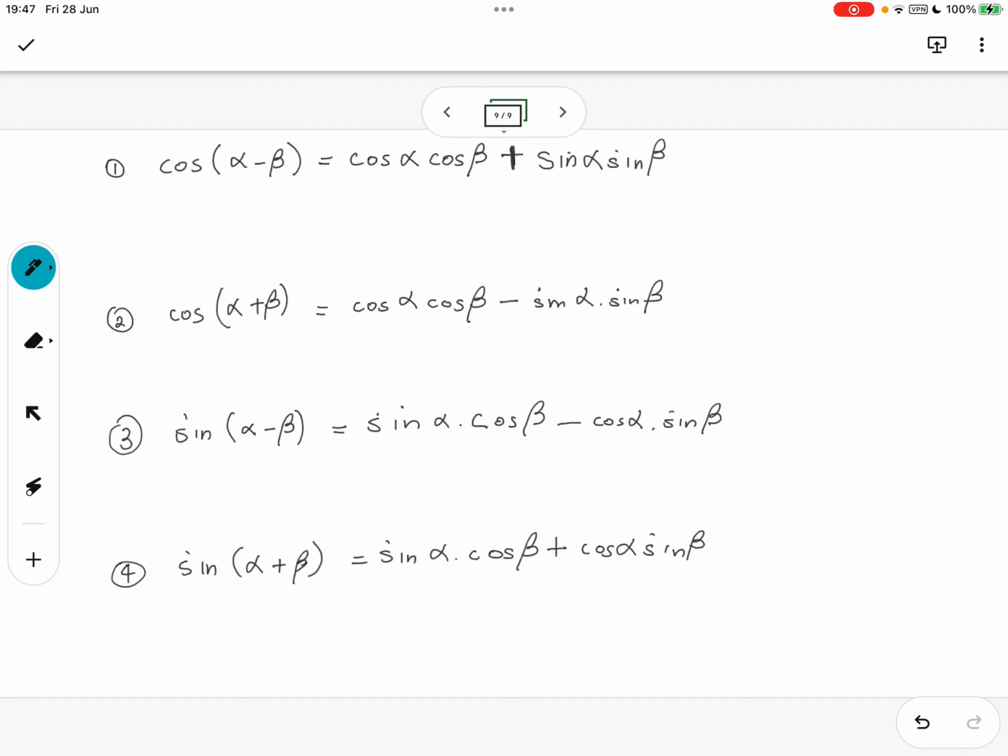Now, in order for us to commit them to memory, I want us to note the following. I'm going to use the blue color to note some important things on the first compound angle identity. I want to pull your attention to the operation signs in the expression. So the minute you see cos alpha minus beta, what must come to mind?